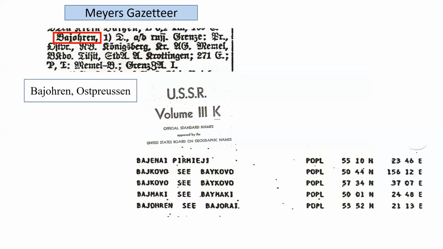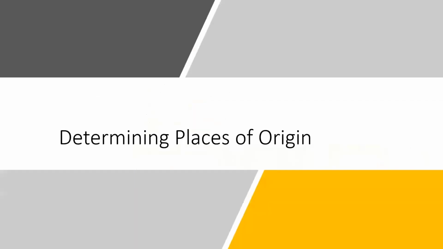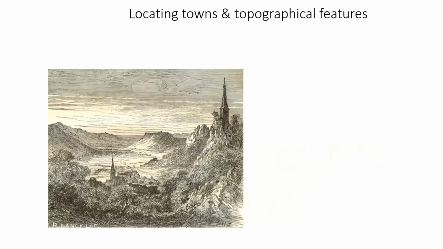Board on Geographic Names for Russia, it gives a reference to Bajorai, which is the Russian name for Bajoran. It is followed by the abbreviation POPL, meaning it's a populated area or town. It then gives the latitude and the longitude for it. Determining places of origin: using maps to determine places of origin.